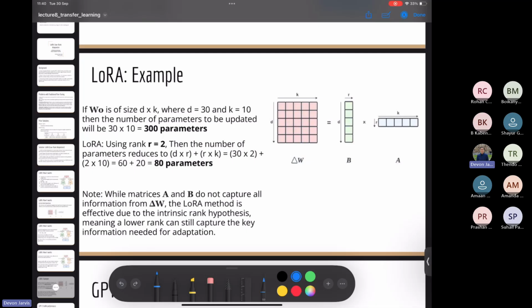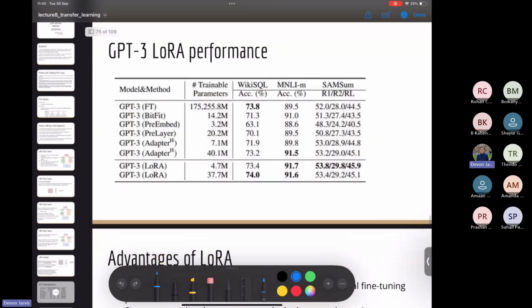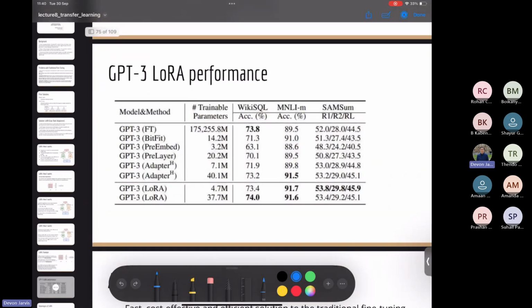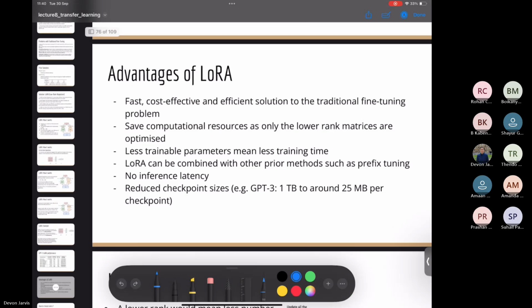Okay, so while matrices A and B do not capture all the information about delta W, the LoRA method is effective due to its intrinsic low rank, and it means that you will at least capture the most important parts of that mapping. And the original LoRA paper showed that they could fine-tune GPT-3 to get equivalent performance, or at least even better in some cases, on a whole bunch of tasks with a fraction of the number of parameters. Like a really, really small amount.